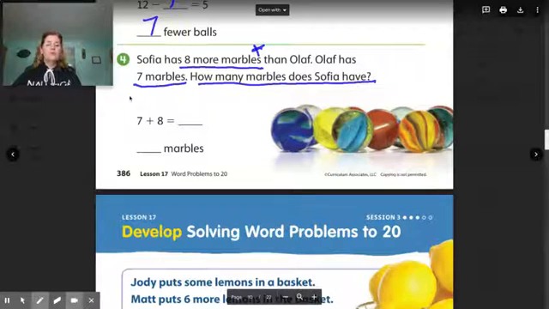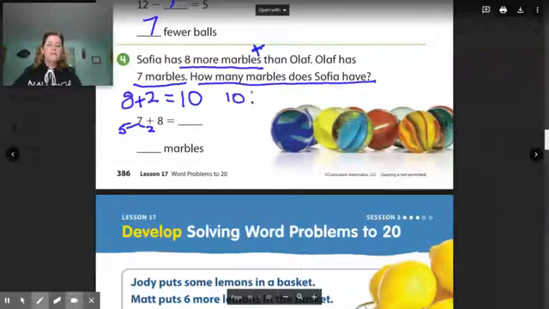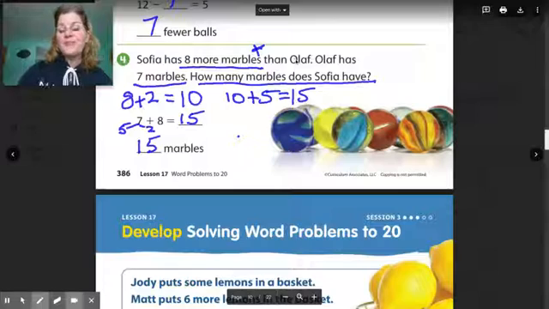Okay. So if we make a 10, 8 plus 2 equals 10. Okay. 8 plus 2 equals 10. If I take 2 out of there, I need to still add 5 more to make my 7. And then 10 plus 5 equals 15. Sophia has 15 marbles. I hope you guys got that. You did a great job.